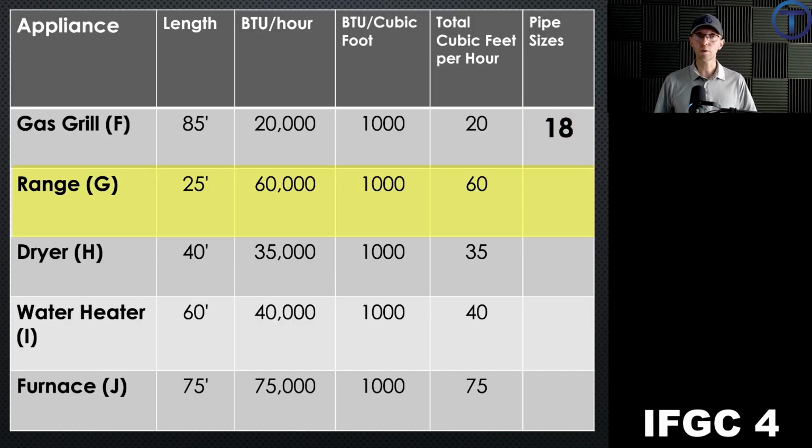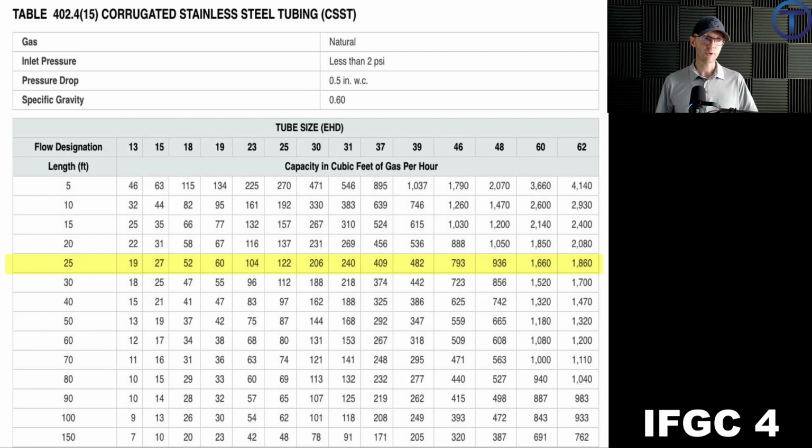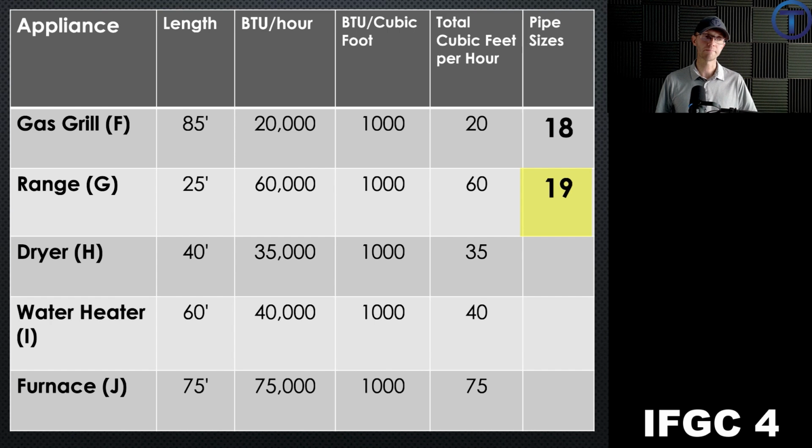The range is very close to the point of delivery, only 25 feet, with 60 cubic feet per hour. If we go to the table then, we have 25 feet. We can follow that down. There is actually a line on this table for 25 feet. We'll go on that line, and remember we have 60 cubic feet per hour. That's more than 19, more than 27, more than 52. We do have one that's actually 60. If we move to the top from there, we'll find that the tubing size is 19. Let's put that on our table.